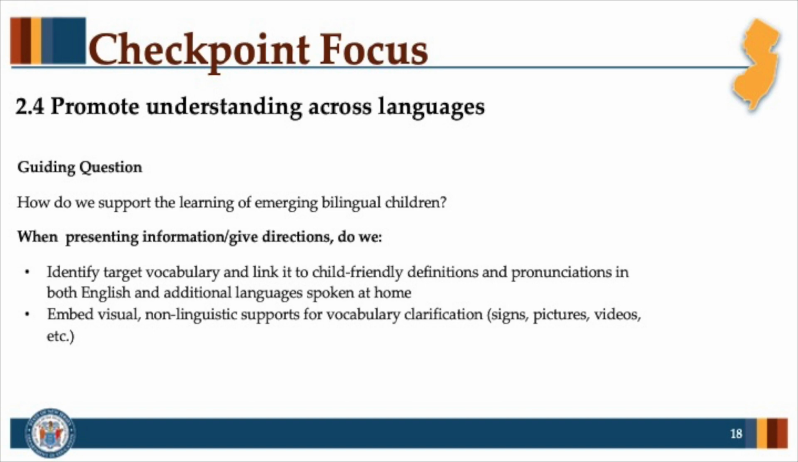For example, are we helping them identify what they should pay closer attention to in terms of language? And are we embedding visual non-linguistic supports for vocabulary clarification, signs, pictures, videos? A lot of the checkpoint that we just discussed about providing alternatives to auditory and text equivalents also apply here.